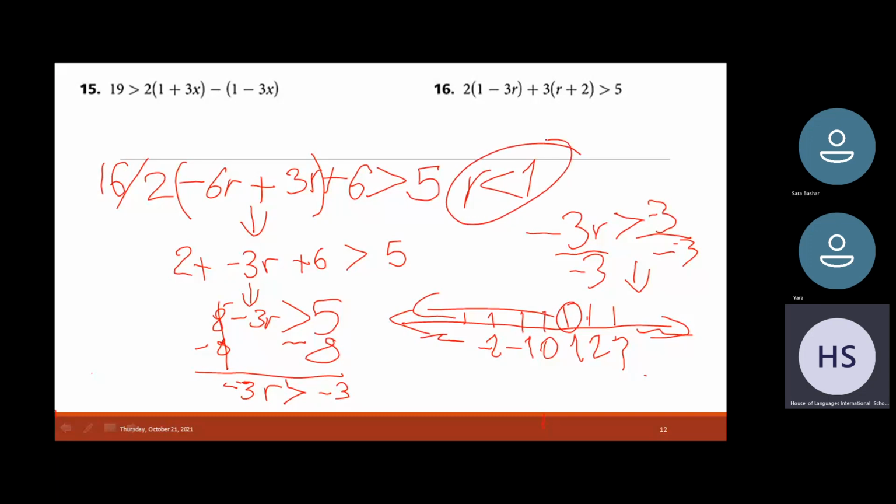Do you have any question? Teacher, yes. I just didn't understand the last step. Why did we flip this one? Because here you have negative 3R greater than negative 3. When you divide by a negative number, you must flip the sign. If you divide by a positive, keep it as it is.